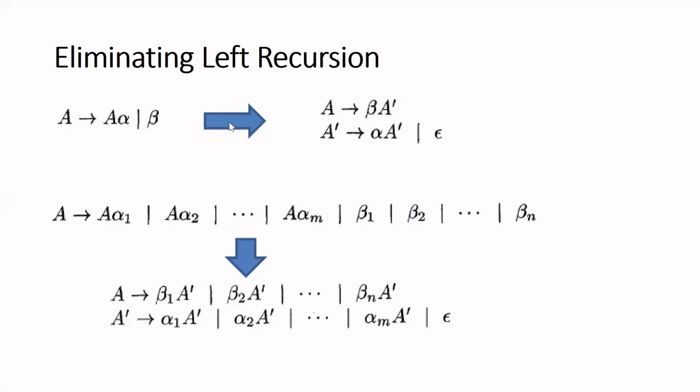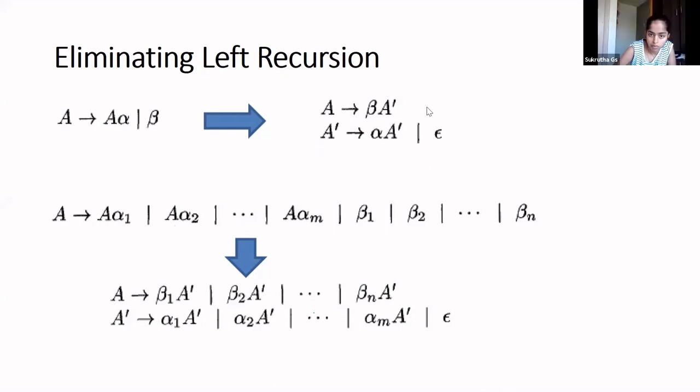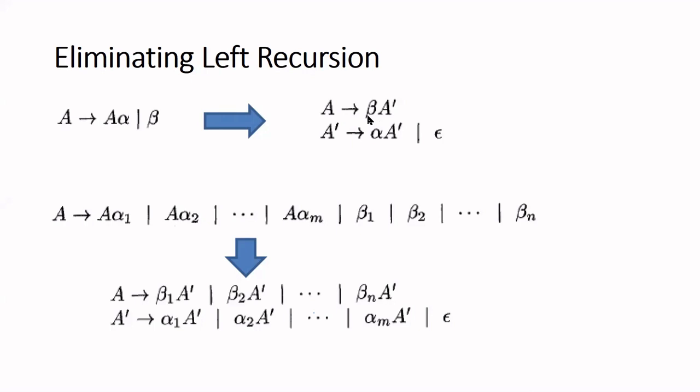So A derives A alpha or beta has been transformed into A derives beta A dash, and A dash derives alpha A dash or epsilon. Does this grammar have left recursion? No, because in the first production the first symbol on the right hand side is beta and on the left hand side it is A. In the second production, the first symbol on the right hand side is alpha and on the left hand side it is A dash. So by transforming the grammar into this format, you're eliminating the left recursion.